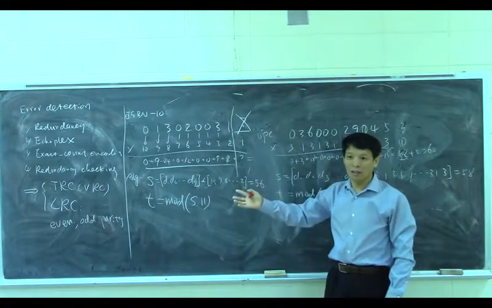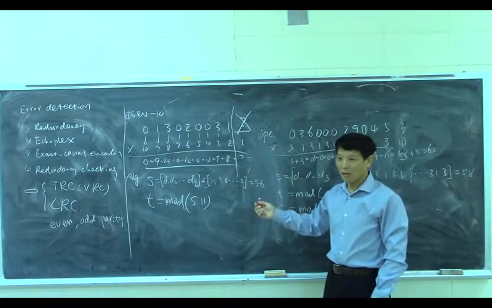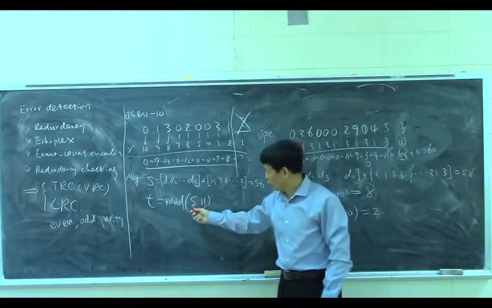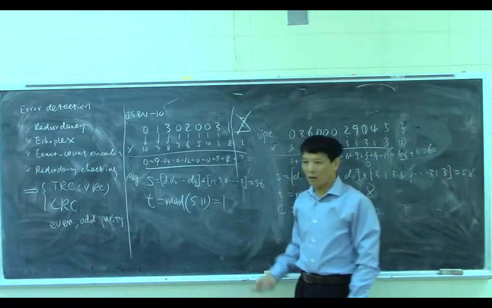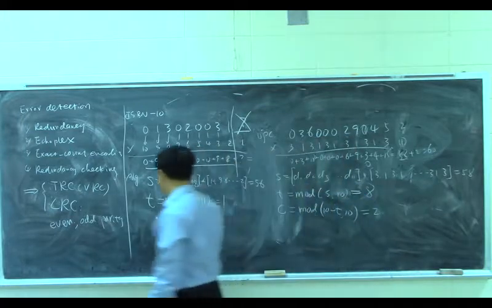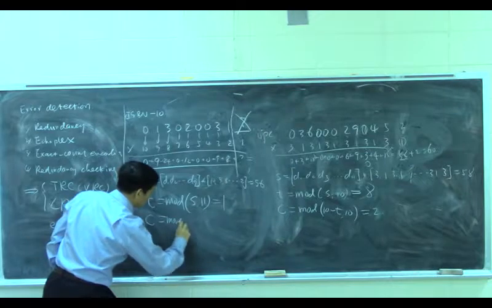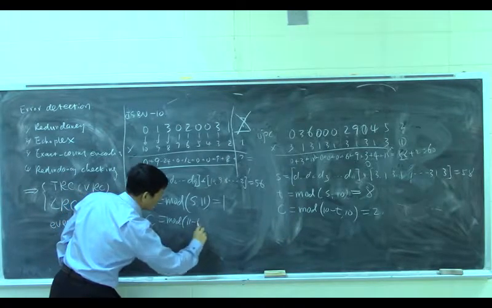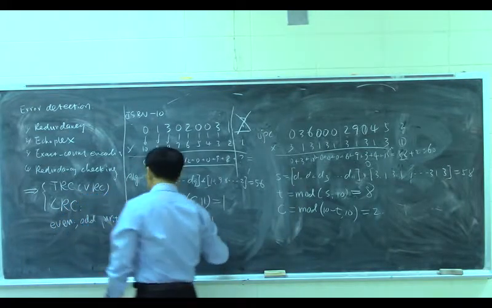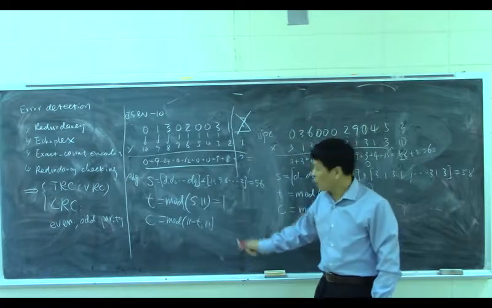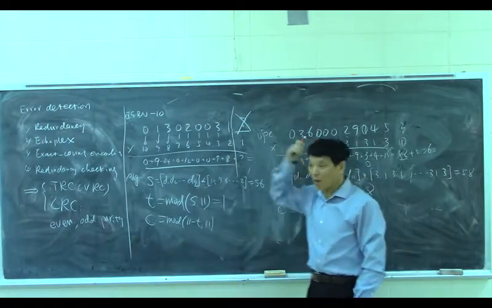How to determine that 10? How do you know? 56 divided by 11. That's what you want to know. So the remainder is 1. Once we get the 1, the checking digit will be the remainder of (11 minus t), again divided by 11. Computer can do this. Our brain can do this.